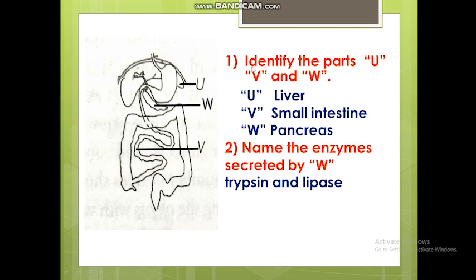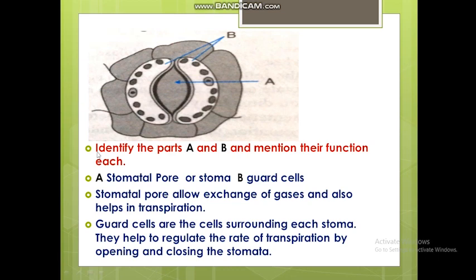The second question is identify the parts U, V and W. The part U is liver and the part V is small intestine, whereas the part W is pancreas. The second question given here is name the enzymes secreted by W. W is showing the pancreas. Pancreas secretes the enzymes like trypsin and lipase. Trypsin is the enzyme which converts the proteins into amino acids, whereas lipase converts the fats into fatty acids and glycerol.